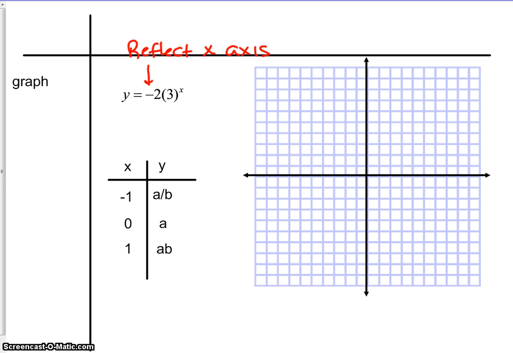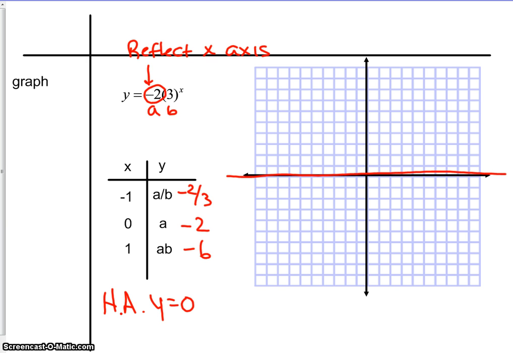But I don't deal with that as a separate transformation. I'm going to deal with this now as my value for A. So my start point is -2. I'm still going to take A times B, and I'm still going to take A divided by B. Did nothing to my y, so my horizontal asymptote is still at 0. Plot my points. And as you see, just like on that earlier one, it's truly just that first one reflected over that x-axis again.